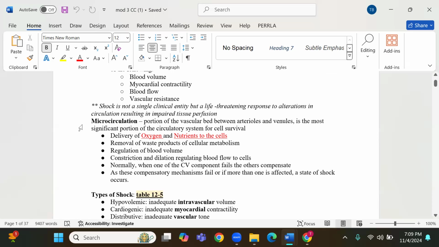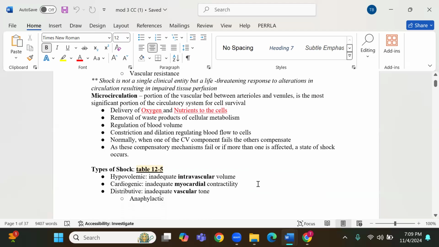But I want you to see this. The microcirculation. A lot of times we don't think about the microcirculation, which is the portion of the vascular bed between the arterioles and the venules, the very tiny portion that transfers oxygen and carbon dioxide. It says it's the most significant portion of the circulatory system for cell survival, delivering oxygen and nutrients to the cells. This is exactly what the microcirculation does. You don't have to know all of this, but I'm just going to point out a couple of facts.